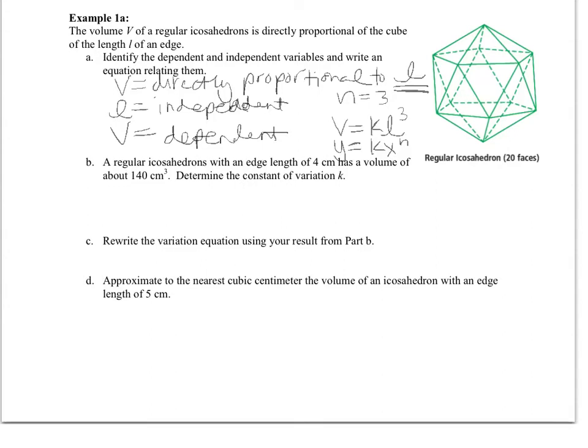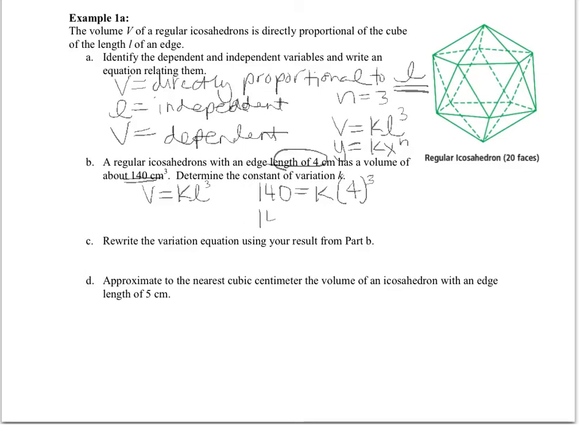Determine the constant of variation, k. So we have volume equals k times length cubed. So we know their volume is 140 centimeters. They tell us that. So 140. We are trying to find k, that's that constant of variation, to see how they're relating to each other. And we know the length is 4 centimeters. 4, and then we have to cube it.